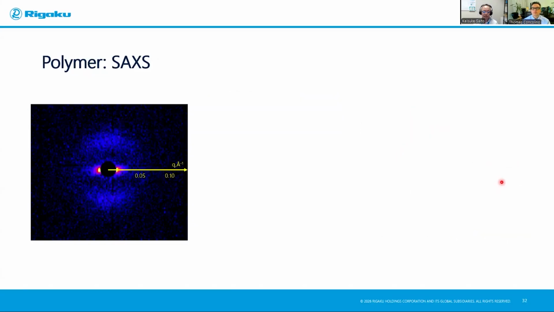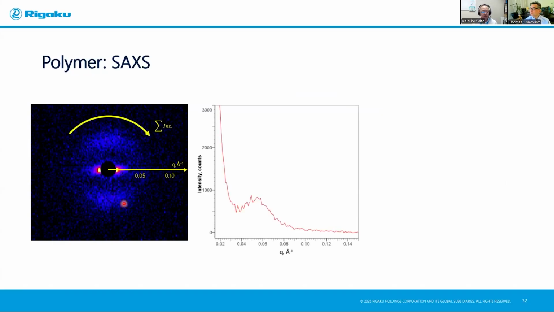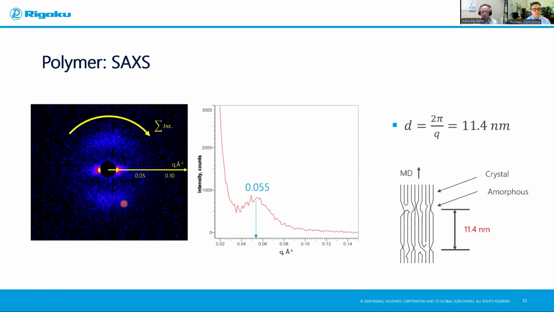How about SAXS? The same sample. So this is SAXS. We saw the two spots on the top and also on the bottom. From the integrated profile, we found the peak position was 0.055 in Q scale, the scattering vector scale. From the simple equation, we found this corresponds to the 11.4 nanometer distance, which is the distance between the amorphous to amorphous area in the polymer.